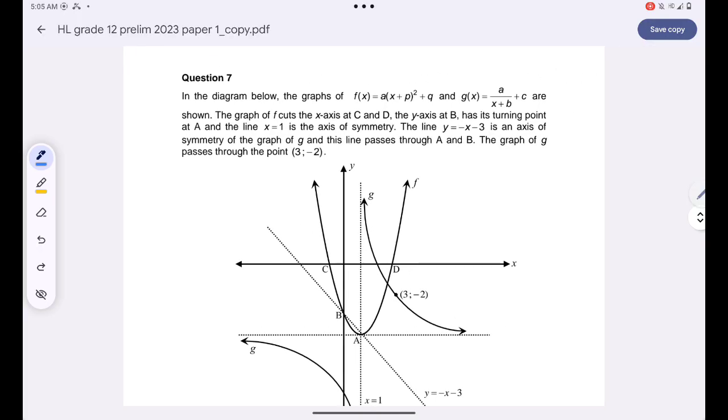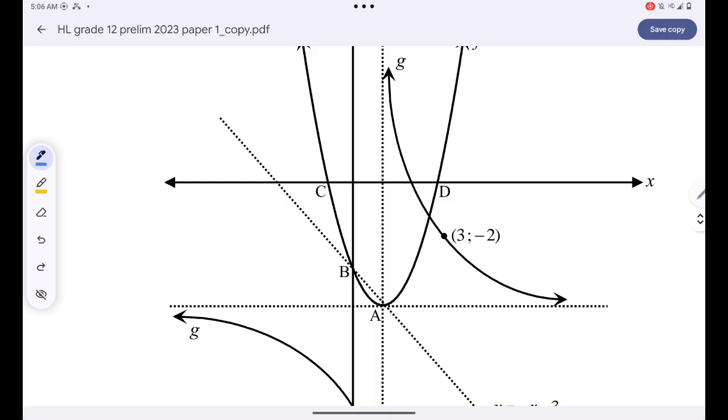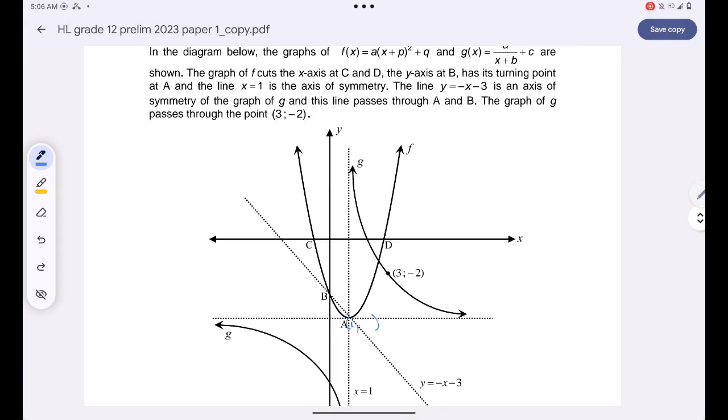Okay, we are told that in the diagram below, the graphs of f(x) and g(x) are shown. The graph of f cuts the x-axis at C and D, the y-axis at B, and has a turning point at A, and the line x = 1 is the axis of symmetry. So the line x = 1 is the axis of symmetry of our quadratic function. Are we together? So I now know that the x value at my turning point is just equal to positive 1. Then we will find the corresponding y value as well.